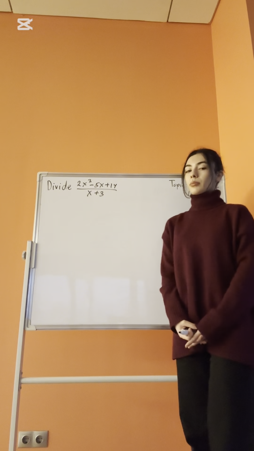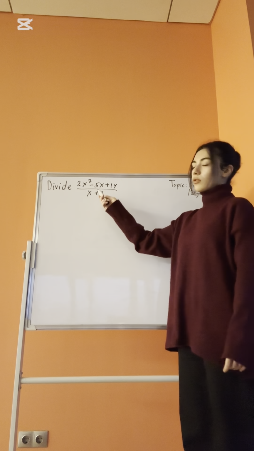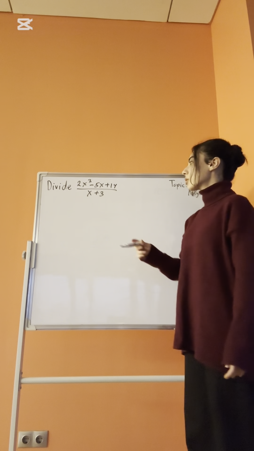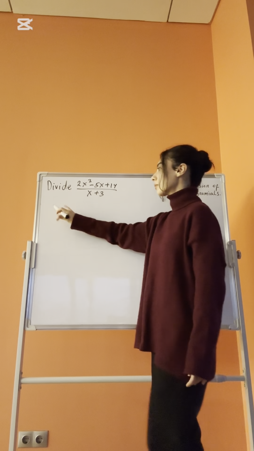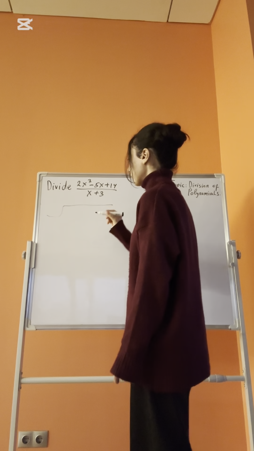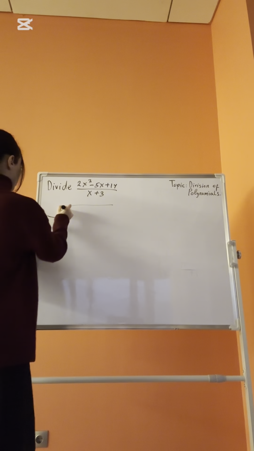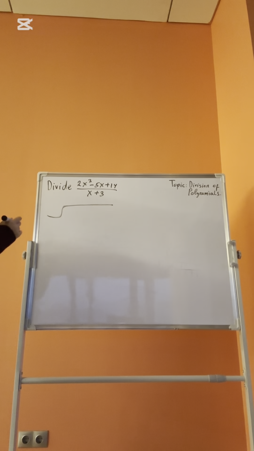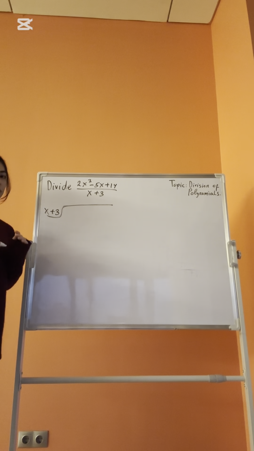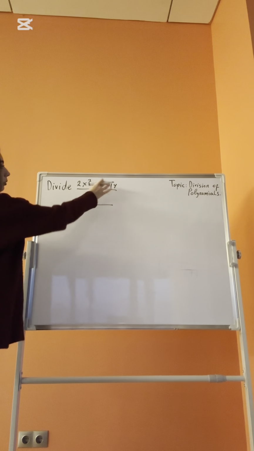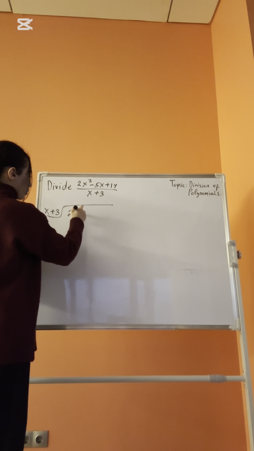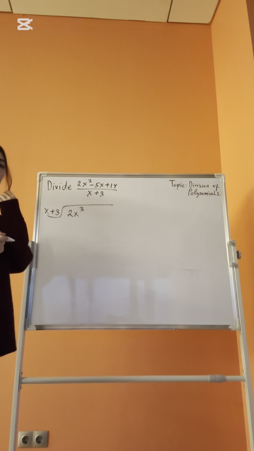I prepared an example, an exercise. So we have to divide this polynomial by x plus 3. For this one, we're going to write the divisor here. Firstly, we're going to do like this. And I will write the divisor in this part, x plus 3. And the dividend, the polynomial itself, is going to be here, 2x plus x to the power of 3.